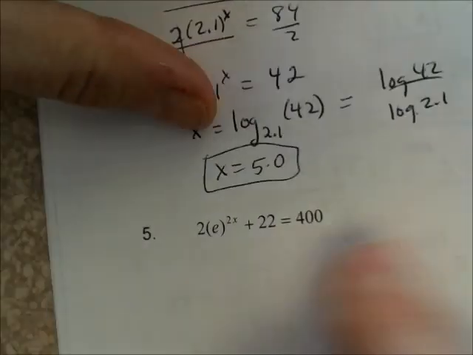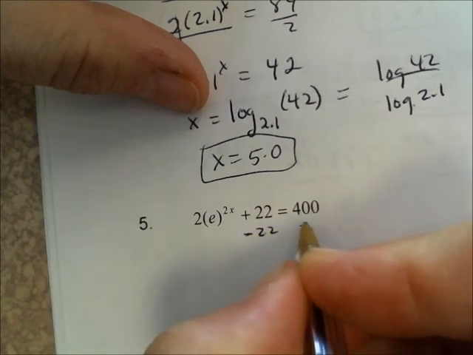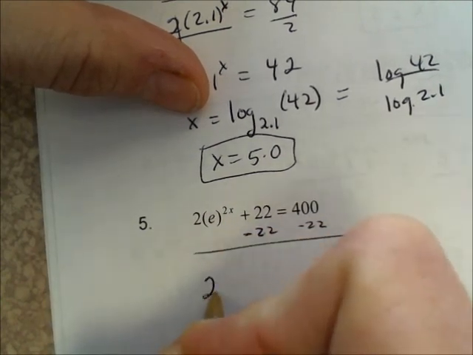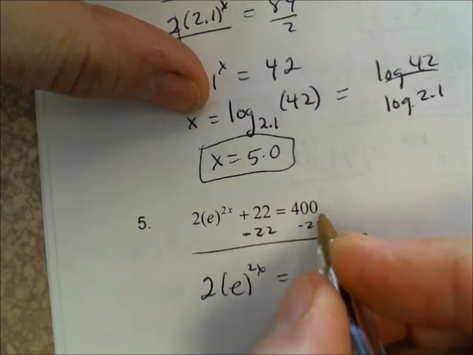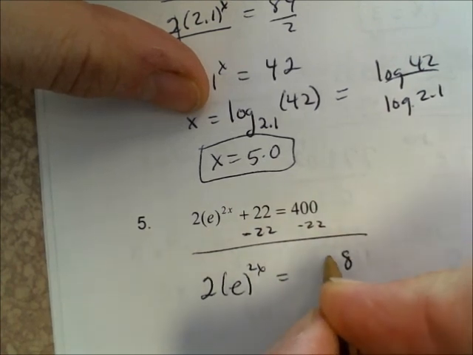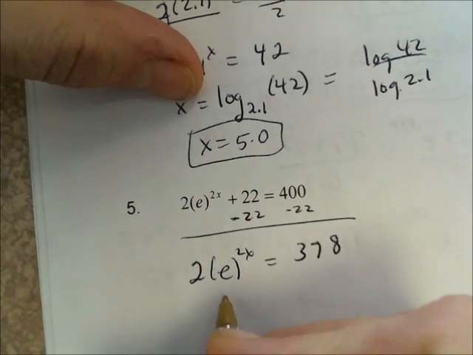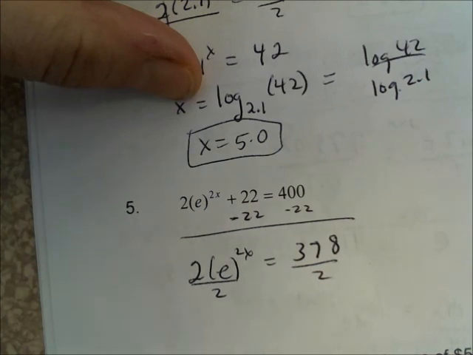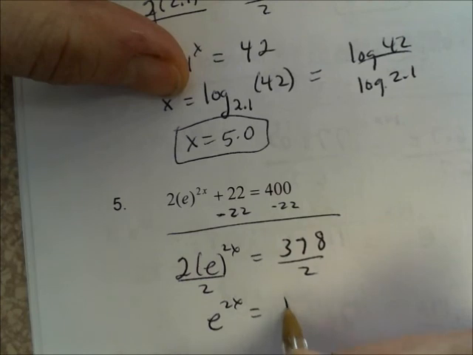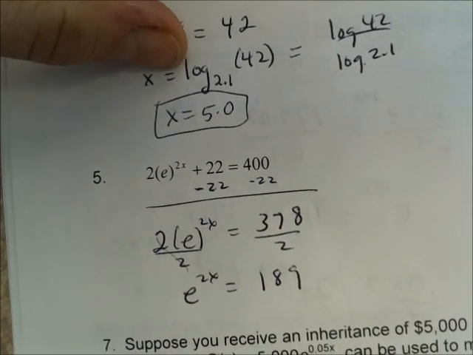In the next example, we want to get e alone. So we're going to first subtract 22. So we have 2 times e to the 2x is equal to, let's see, 378. Divide both sides by 2, and 378 divided by 2, e to the 2x is equal to 189. Right, we wanted to get rid of that 2 in front, the coefficient.